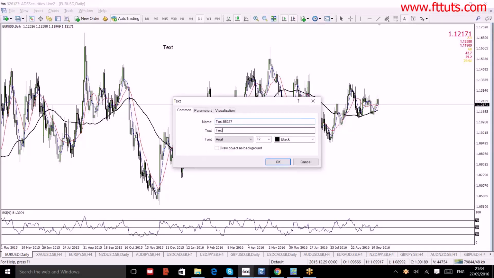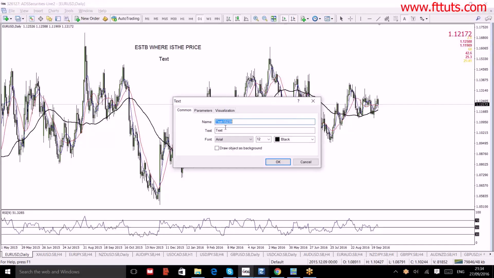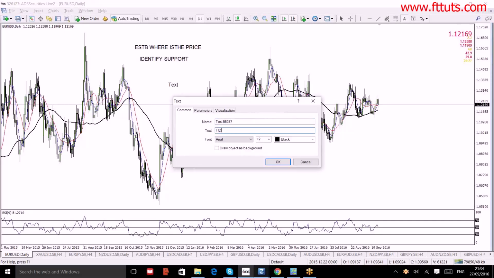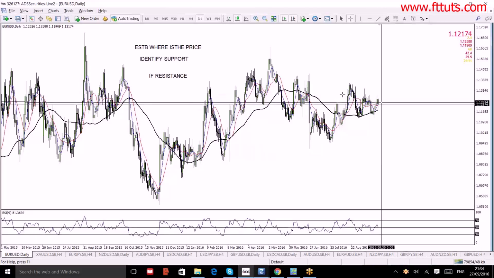Let me show you here. Write it down. Establish where is the price. That is one. Identify support. It will be somewhere near the price because price always moves within support and resistance, right? And identify, guys, resistance. You understand, guys? Three things. Where is the price? You'll see on your chart, simple as. This is the price, guys.